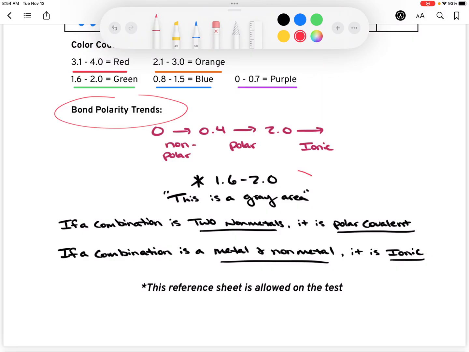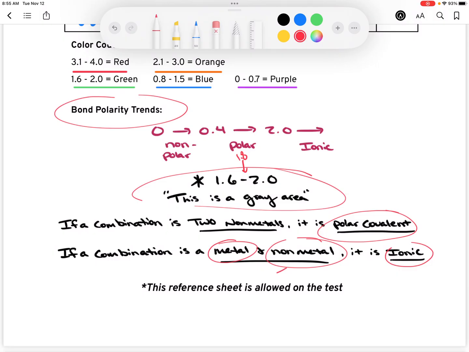But there is an exception, and there is a gray area. There is this area between 1.6 to 2.0. If it falls in this range, let's say it's 1.8, you have to now look at the combination of the elements. So if a combination is two nonmetals, it is definitely polar. Nonmetals share. If it's a combination of a metal and a nonmetal, it's ionic because the nonmetal is going to take the electron from it. Nonmetals share, metals and nonmetals take from each other.